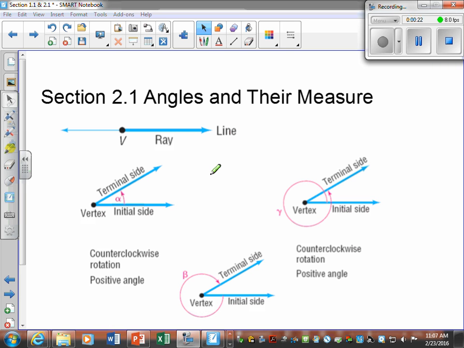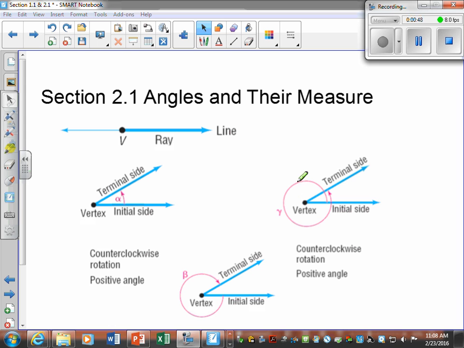Another thing that we're going to talk about is if we're given a vertex, and this is always our initial side, the terminal side is going to be where the angle is stopped. So this is where it starts. We move in a counterclockwise rotation. This gives us a positive angle, alpha. So that's going to be our standard location.